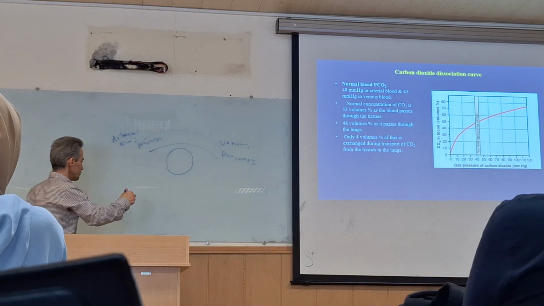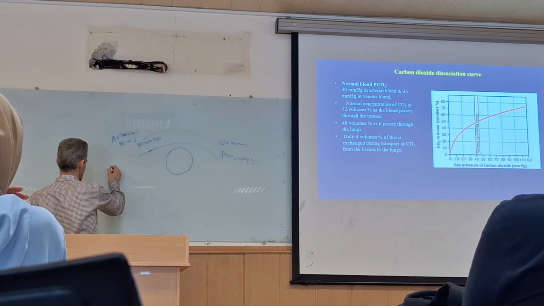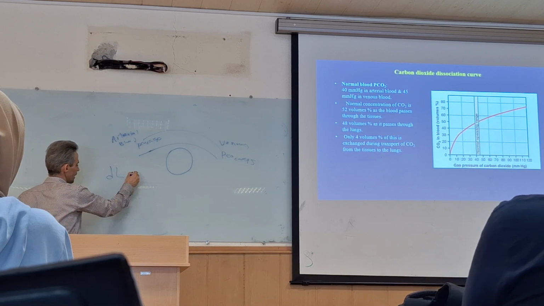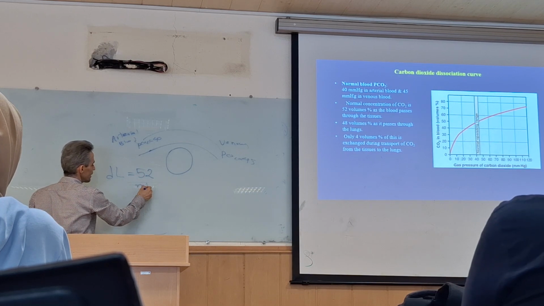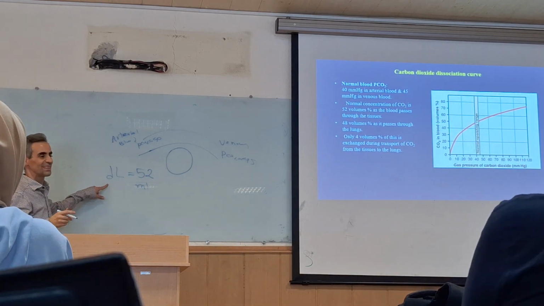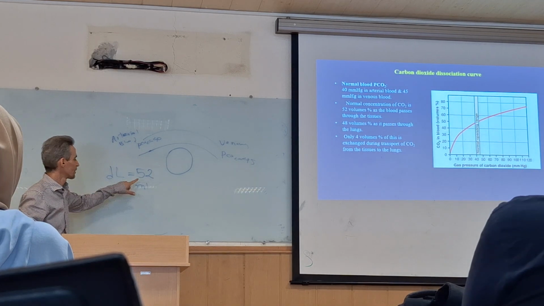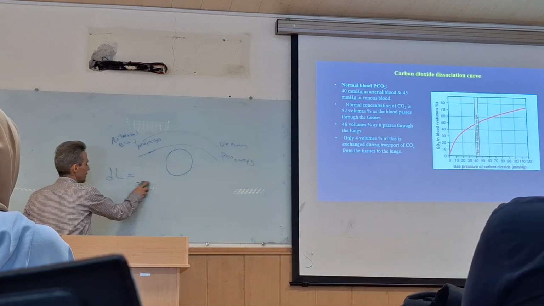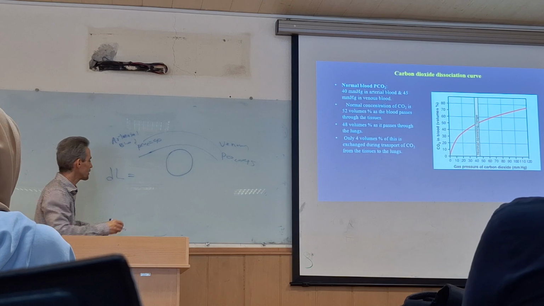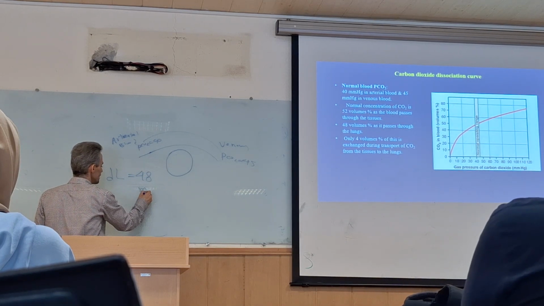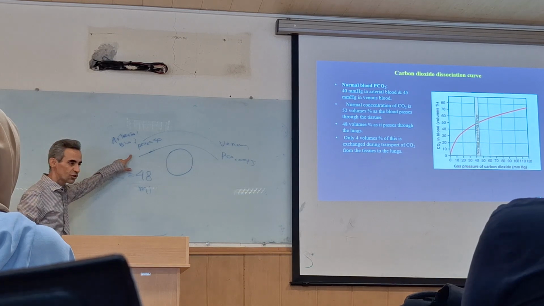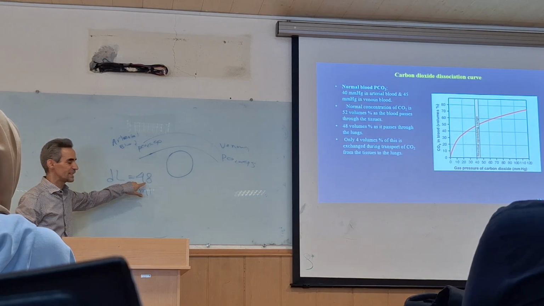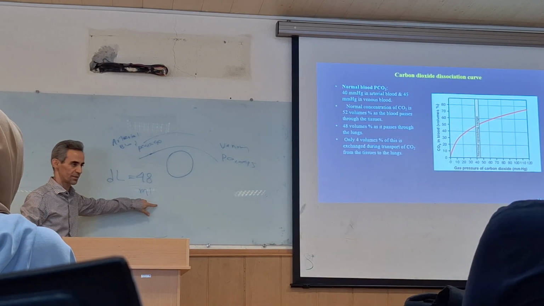So here we can see that each deciliter of blood, which blood? Arterial blood has 48 milliliters of carbon dioxide. Each deciliter of arterial blood has 48 milliliters of carbon dioxide.